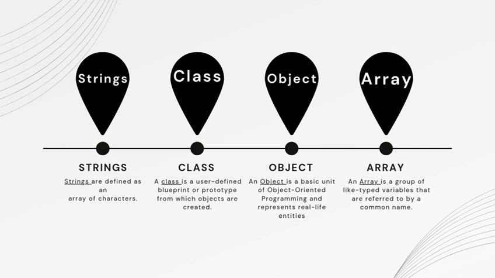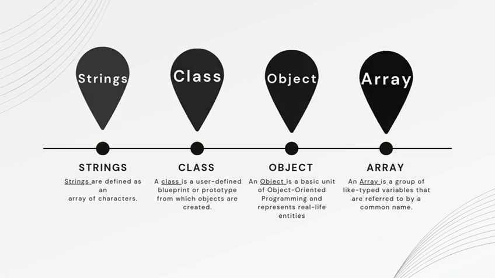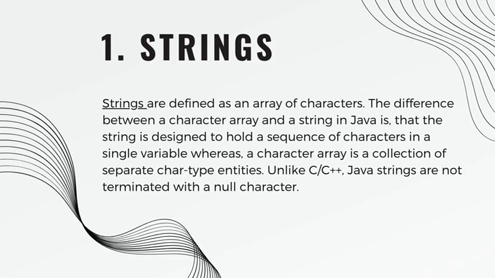Strings are defined as an array of characters. The difference between a character array and a string in Java is that a string holds a sequence of characters in a single variable, while a character array is a collection of separate char type entities.